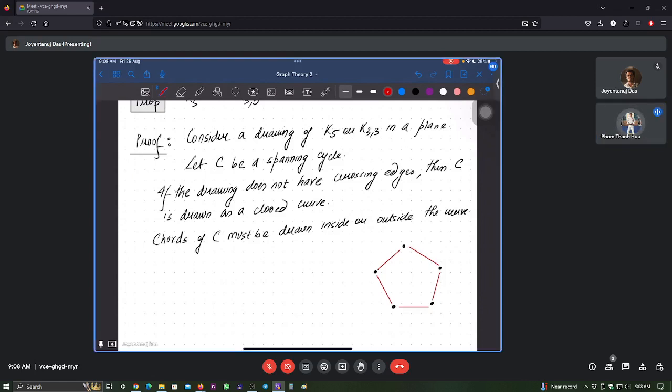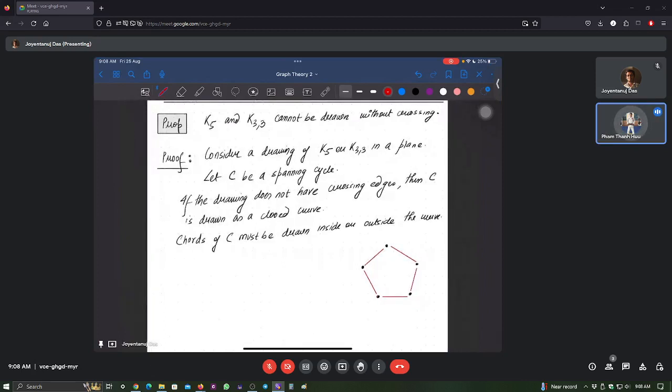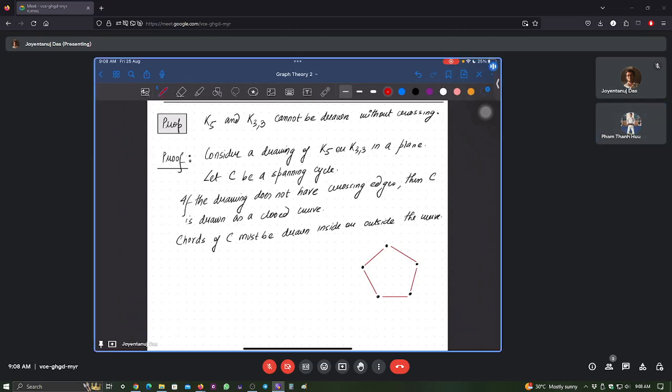But some graphs don't have a spanning cycle, right? Yes, we can have that. For example, in this graph we delete one edge, so we cannot find a cycle of size five. So this is a spanning cycle and this is a closed curve.